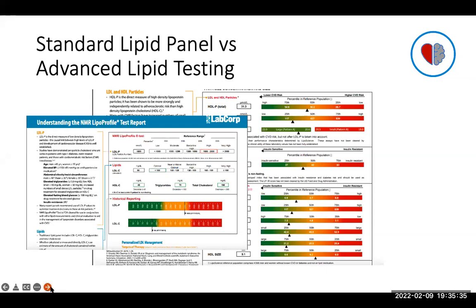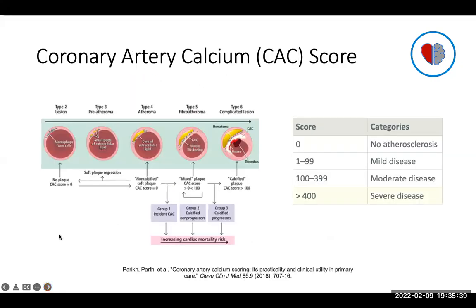But I'm just showing this. This test is not available in India yet. Next is a CSE score. Now this test is available in India, and unfortunately it is quite expensive. I think it's about 15 to 18,000 rupees to get it done. Yes, the patient gets exposed to CT scan, so that is radiation.